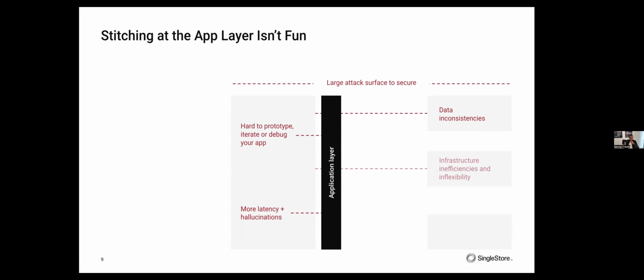And then we see customers also try to stitch this together at the application layer, which is hard to prototype. You get more hallucinations. You get a lot more latency because you have 3, 4, 5, 6 different places you're pulling data from. And then data inconsistencies, like I mentioned, inefficiency and inflexibility in your ability to actually go get that data from 5, 6 different data sources.